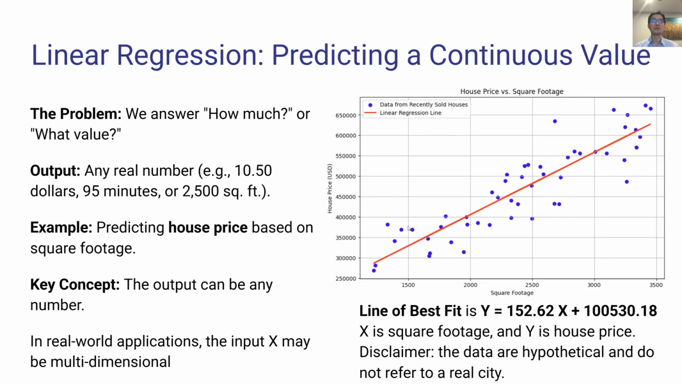It predicts a continuous value. The problem is that we often ask how much or what value. The output can be any real number, for example, $10.50, 95 minutes, or 2,500 square feet. An example would be to predict a house price based on square footage. The key concept here is that the output can be any number.